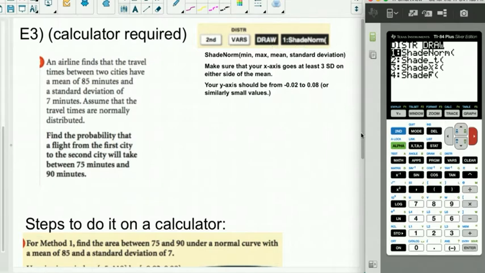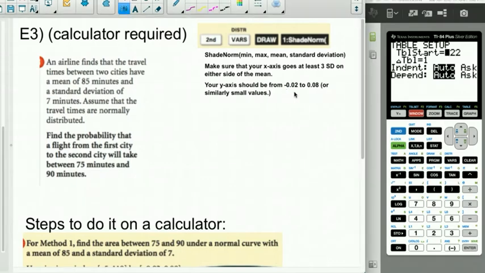Now, before we do this, one thing to keep in mind is that on your normal curve, you're going to want to set your y-axis. So let's go to y equals first. I'm going to turn off my plots from earlier and clear stuff. And let's go to window. I'm going to set my window to some pretty small values, because normal curves are actually really tiny.